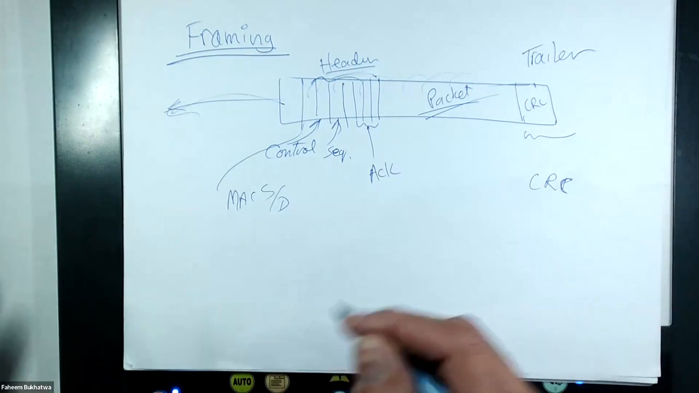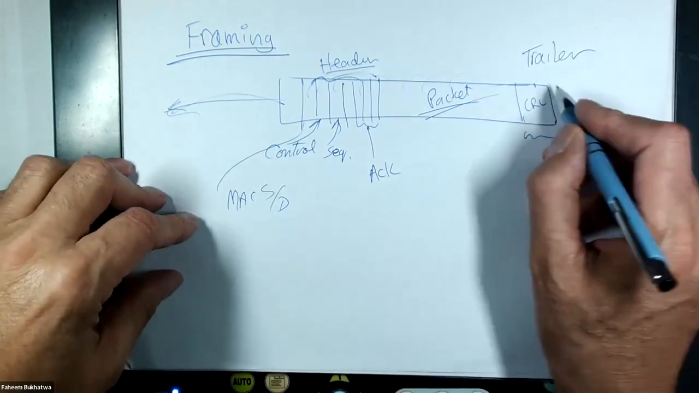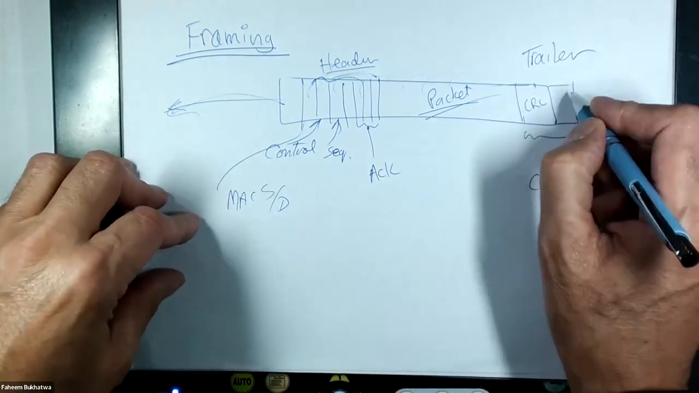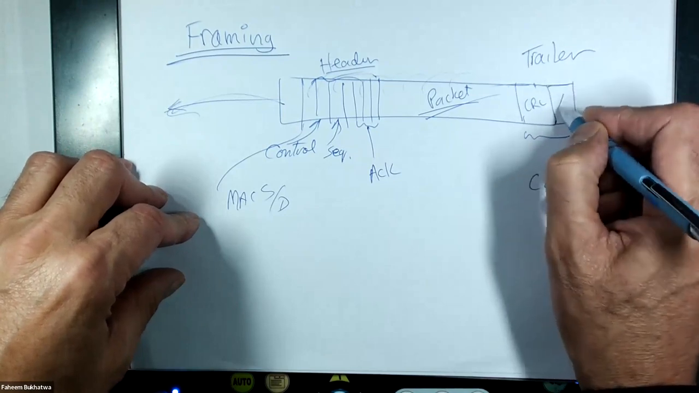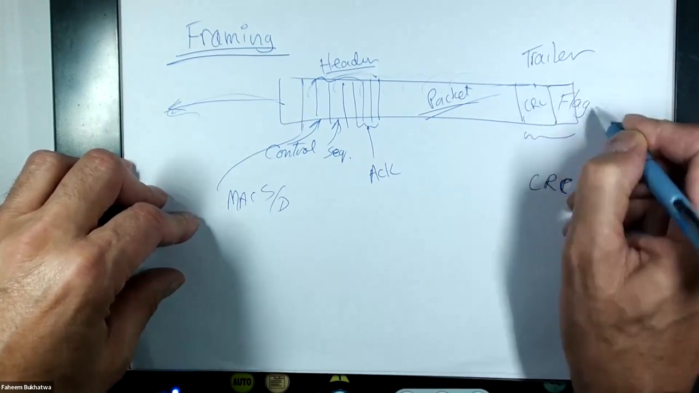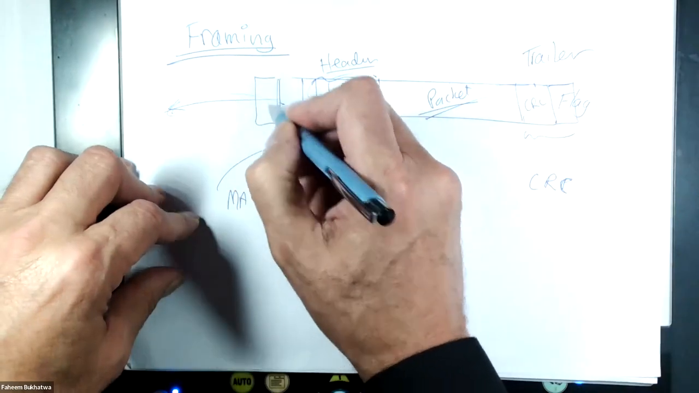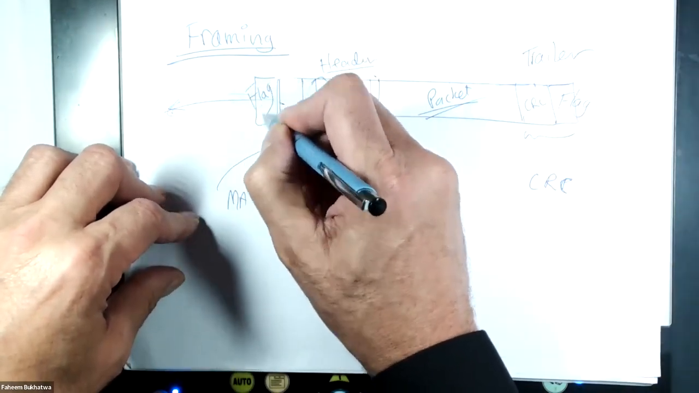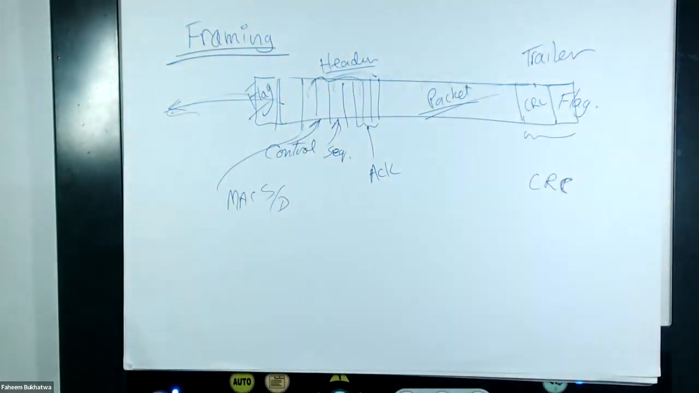Finally, every frame in most protocols uses something called a flag. A flag is a special sequence that indicates the start of a frame and the end of a frame.